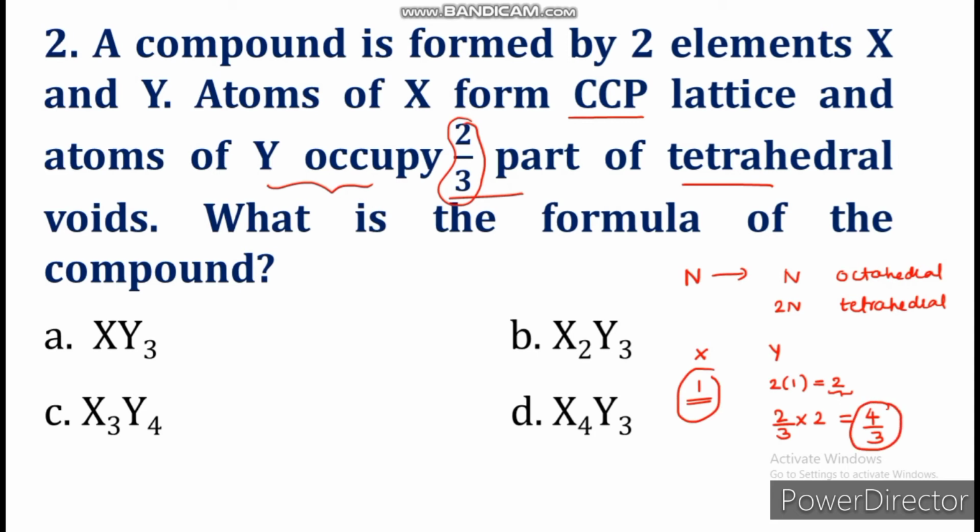This means x is to y ratio is nothing but 1 is to 4 by 3. Now to simplify, I'll multiply this whole ratio by 3. Why? Because I should cancel this 3. Now 3 ones are 3, 3 fours are 4. 3 and 3 get cancelled, we get 4. So now we got x is to y ratio is nothing but 3 is to 4. So which option? x3, y4. So option C.